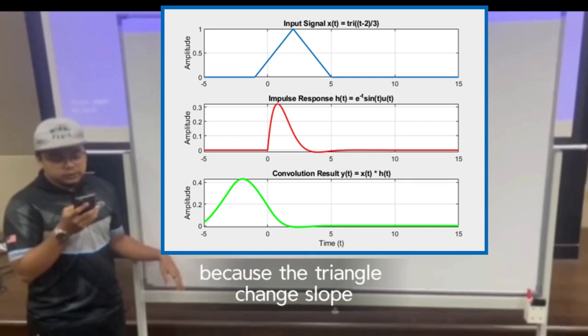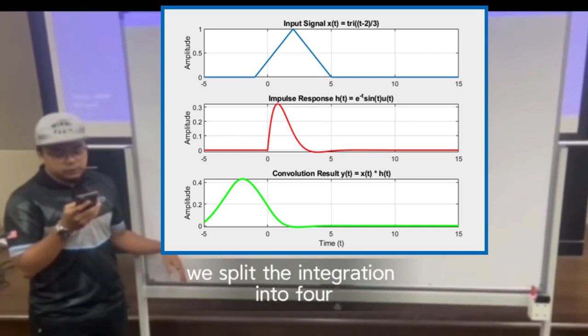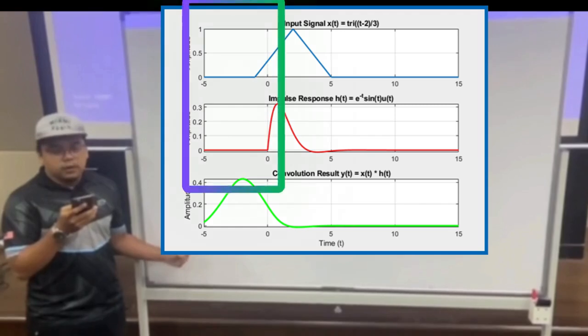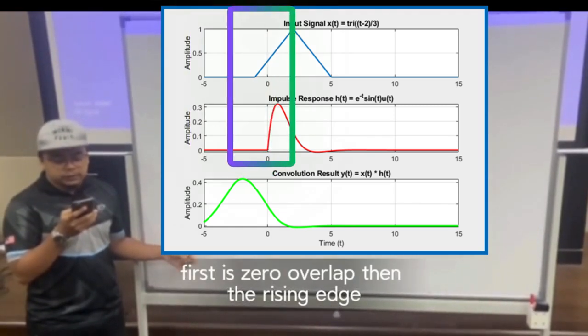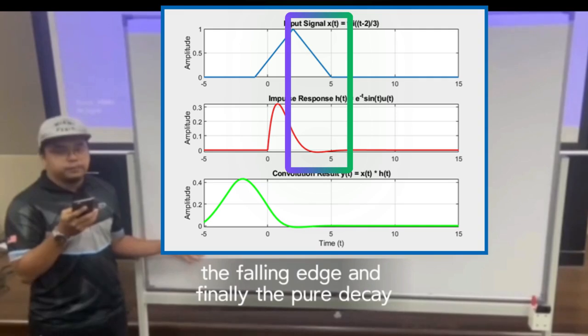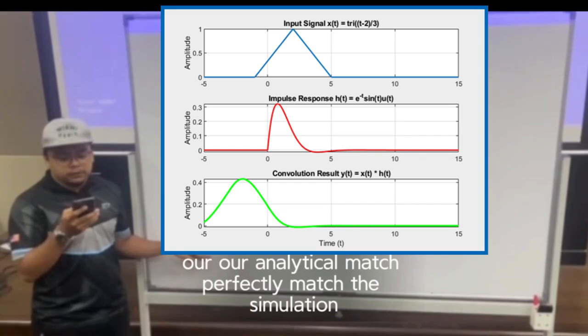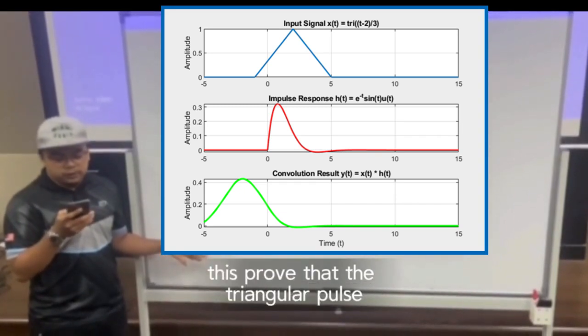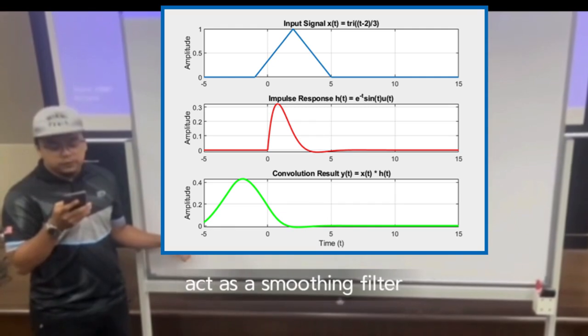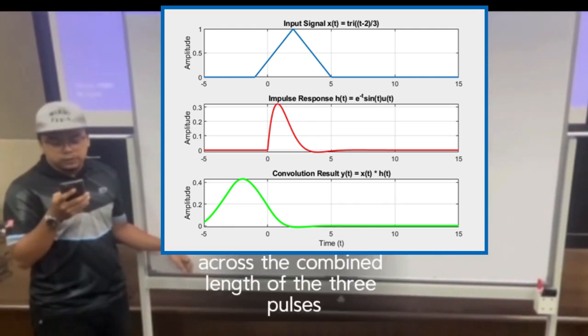Because the triangle changes slope, we split the integration into 4 time-dependent boundary cases. First is zero overlap, then the rising edge, the falling edge, and finally the pure decay. Our analytical method perfectly matches the simulation. This proves that the triangular pulse acts as a smoothing filter, spreading the output duration across the combined length of both inputs.